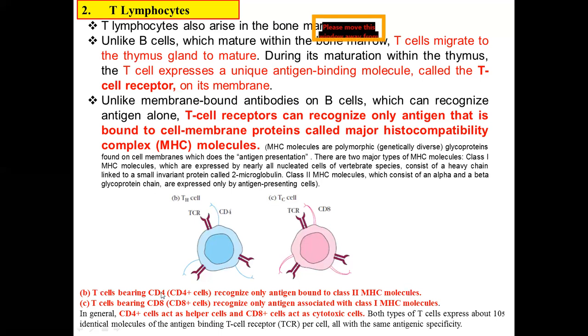Such types of cells are called T helper cells. There are CD4 plus cells that act as helper cells, and those T cells which express the CD8 plus marker, the CD8 cell surface marker, can recognize an antigen that is loaded or associated with the class 1 MHC molecule. So such a T cell expressing the CD8 plus marker can act as a cytotoxic cell.